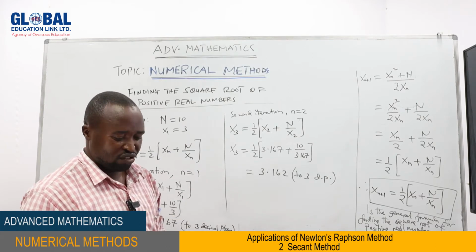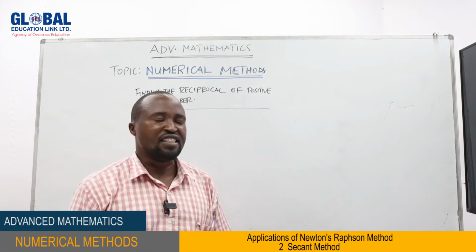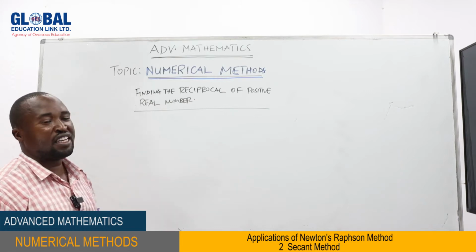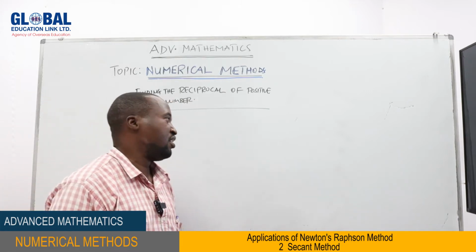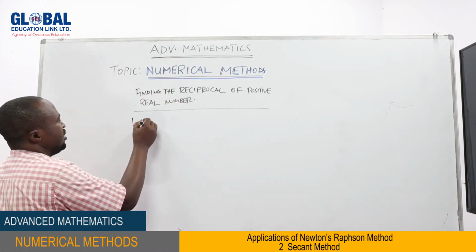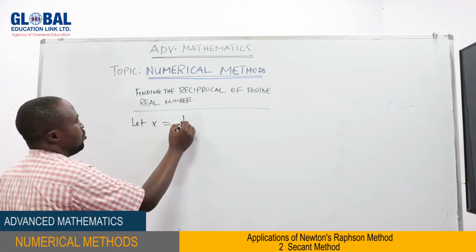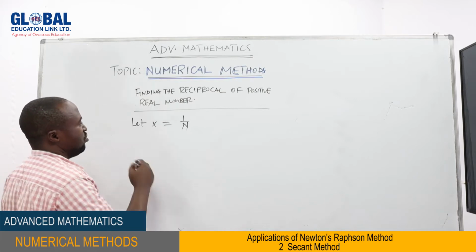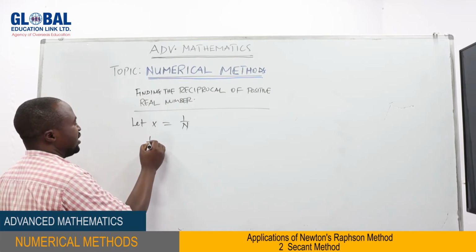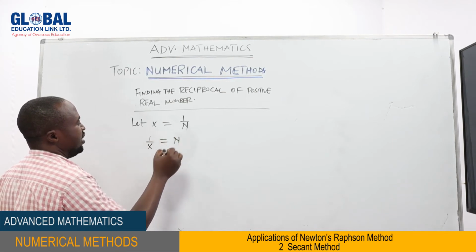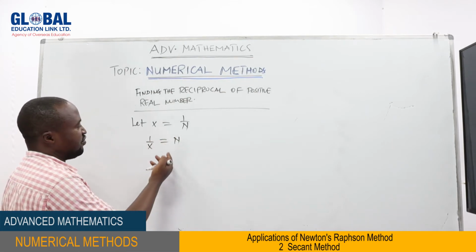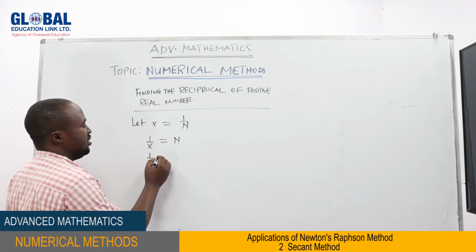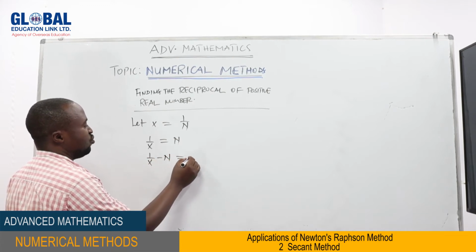Now, my dear student, let us proceed to the second part. That is finding the reciprocal of a positive real number. So that is another application of the Newton-Raphson method. Now, let x be equal to 1 over n. n is our positive real number. So this one can also be written as 1 over x is equal to n. So vice versa is true. Now let us shift this real number to our left-hand side. So we are going to have 1 over x minus n is equal to 0.